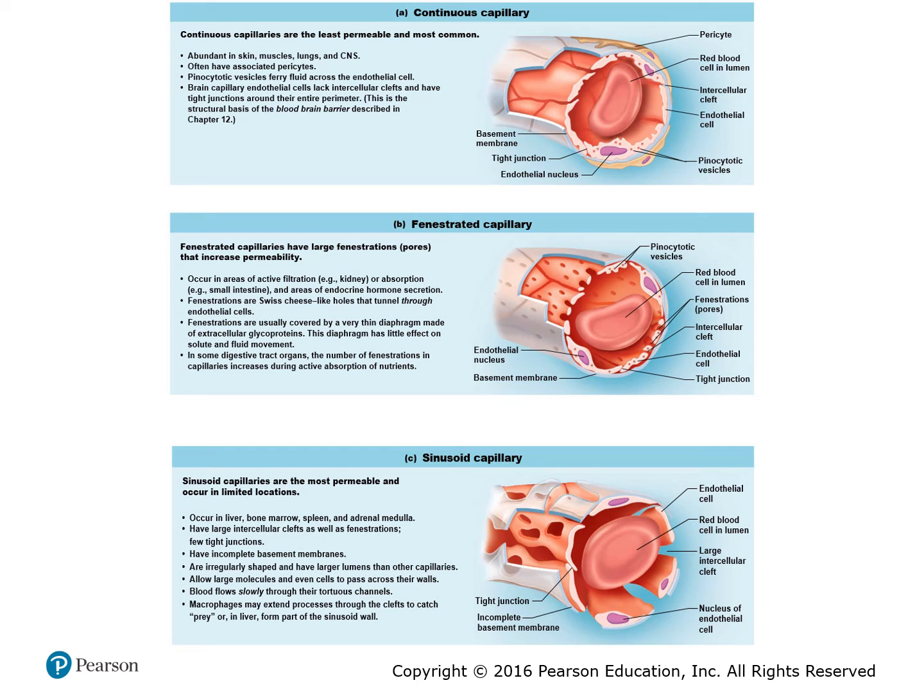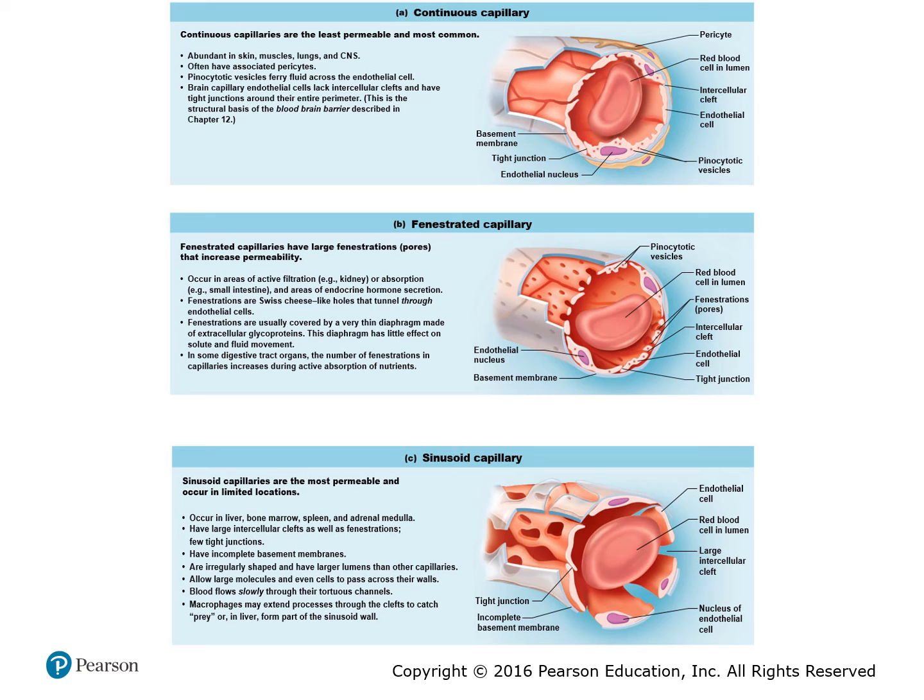And last but not least are the sinusoid capillaries. The sinusoid capillaries have fewer tight junctions, and they're usually fenestrated with large intercellular clefts. And they don't have a complete basement membrane. The basement membrane gets disrupted. And they usually have larger lumens compared to the fenestrated and the continuous capillaries.